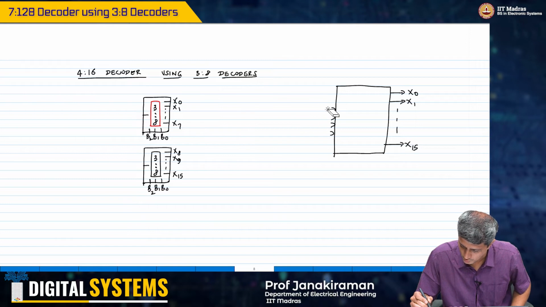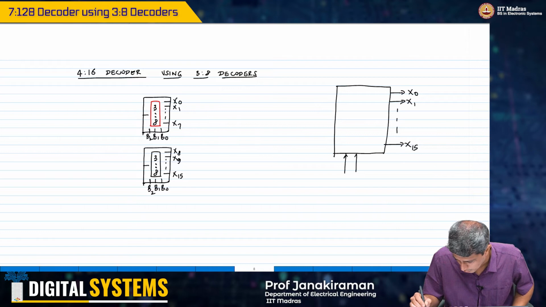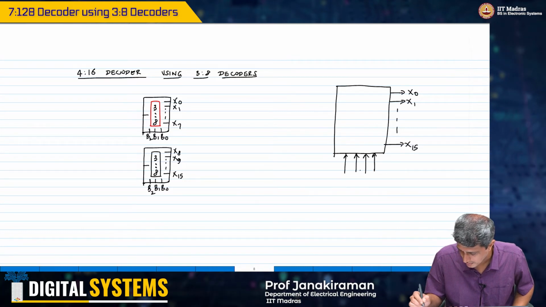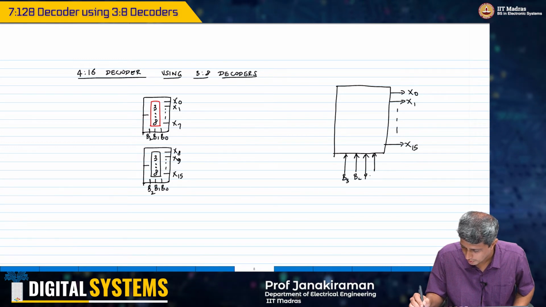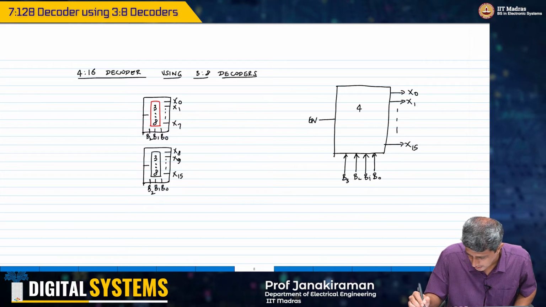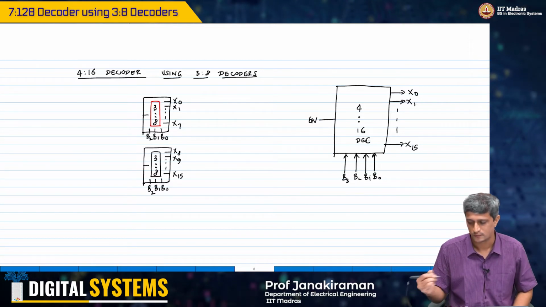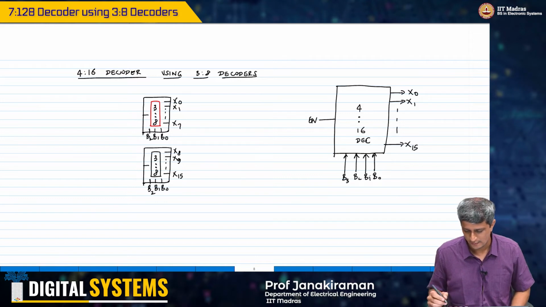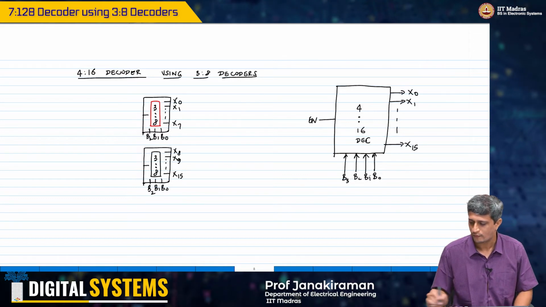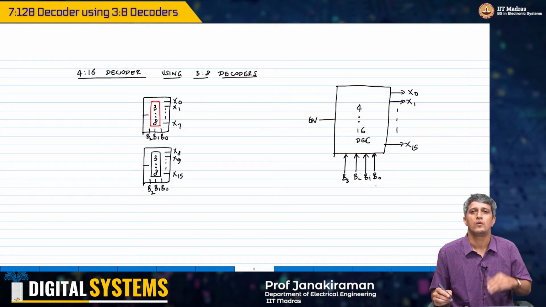In fact, to stay in line with the convention we had used, I will draw the lower order, the address bits here. Okay, this is B3, B2, B1, B0, and the enable will appear here. This is my 4:16 decoder. Okay, so I have X0 to X15 here. Now I have taken care of the bits B0, B1, B2. I need to now account only for B3.